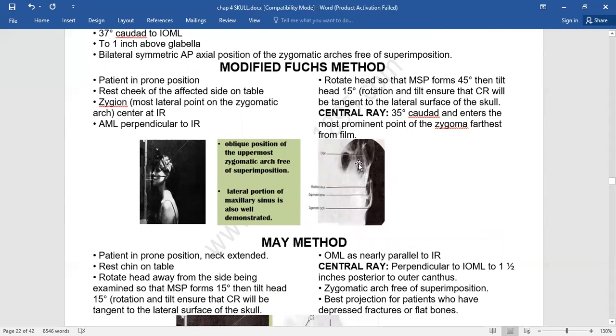So patient naka-prone, as you can see there's a picture. So the cheek of the affected side is on the table. The zygion is centered at the IR. Zygion is the most lateral point of the zygomatic arch.